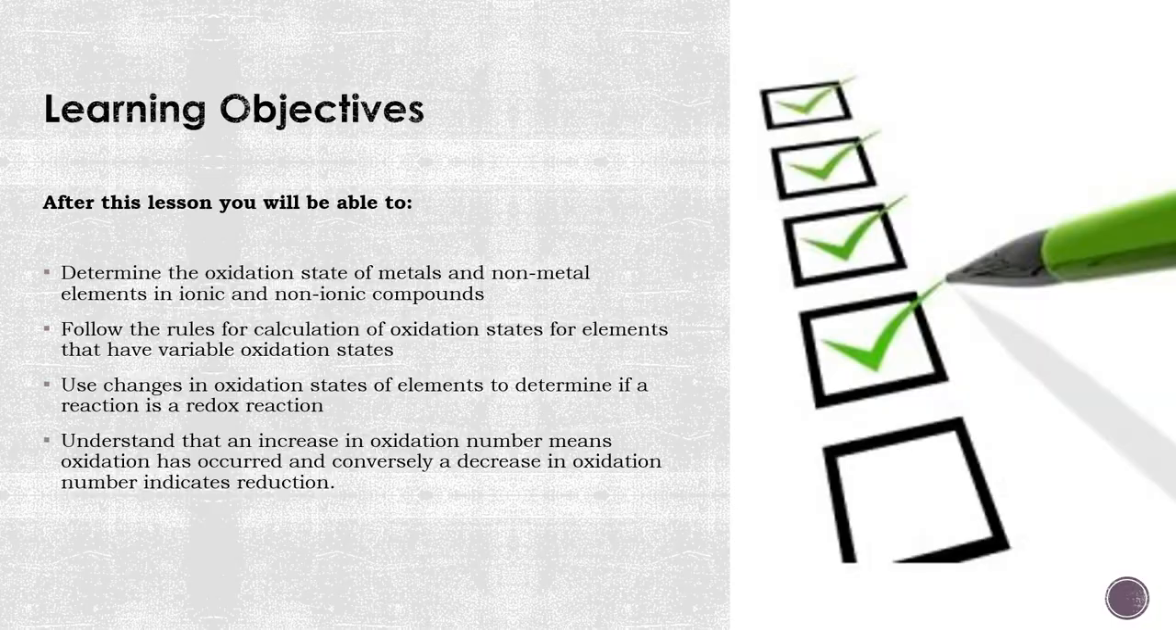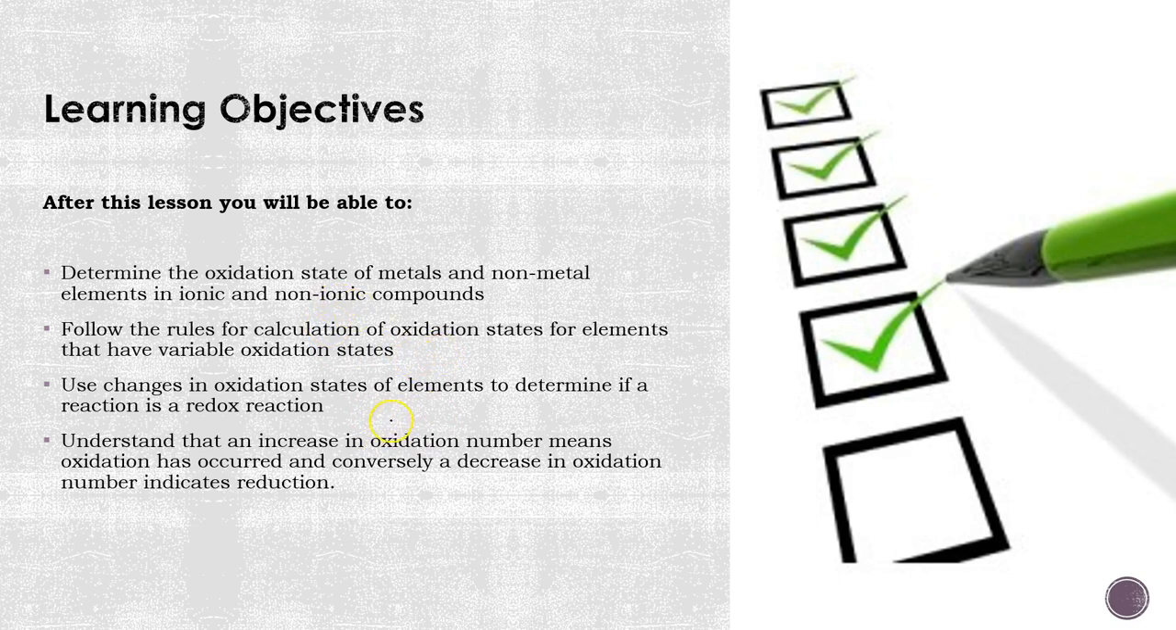So let's get going. The main things we want to be able to do after we have completed this video and taken our notes is be able to determine the oxidation state or the oxidation number of metals and non-metal elements in both ionic and non-ionic compounds, so covalent compounds, which means we can follow the rules for the calculation of oxidation states for elements that have variable oxidation states, okay, and this is pretty much anything that we don't have a rule for, which we will look at.